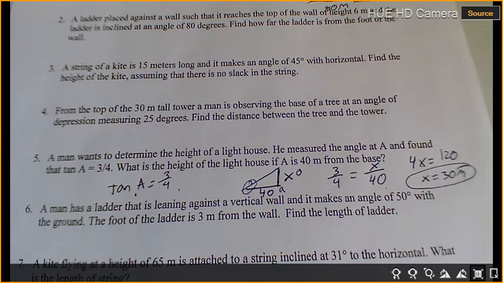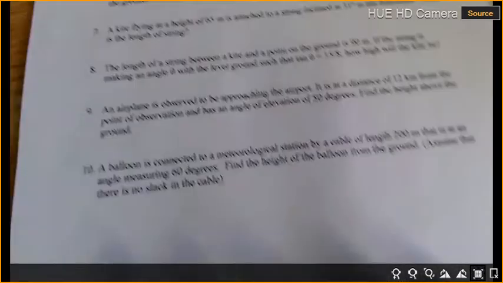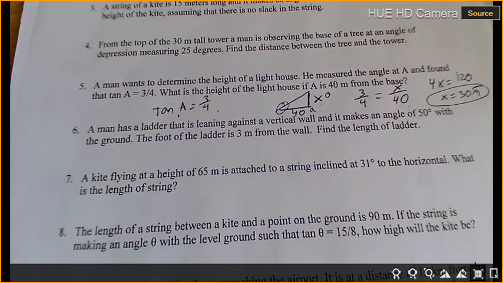All right, any others? Should we set up 10? Wait, can you go back up to 8? Yeah, can you do 8? What's the end result? 30.